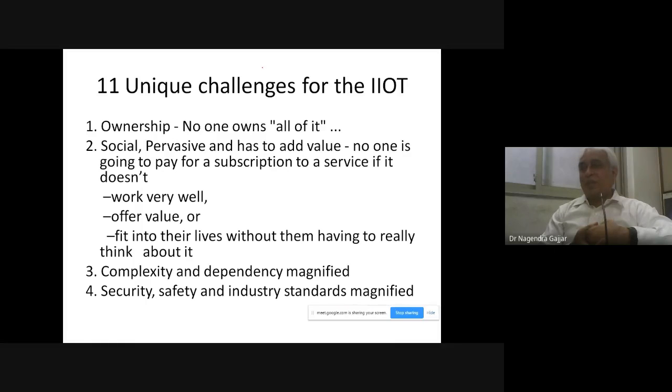So complexity and dependency are magnified. If you have designed an IoT system which the user has to think about and mug up, the people will not like it, because the layman who is using industrial IoT is not that tech savvy. Okay. So security, safety, and industry standards are magnified. This is also very, very important whenever we look at an industrial deployment of any technology. Security is very important, safety is very important, and the industry standards to be observed are equally important. Right? You have designed a fire safety system, but then you have to observe the industry standards and the government standards to implement that industrial IoT.